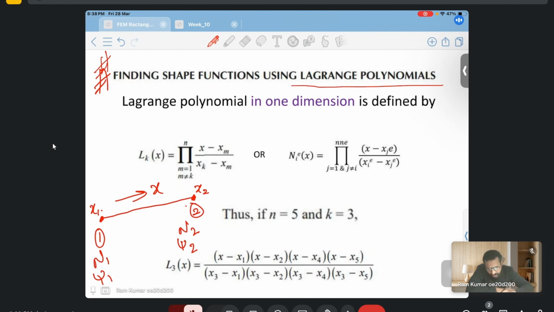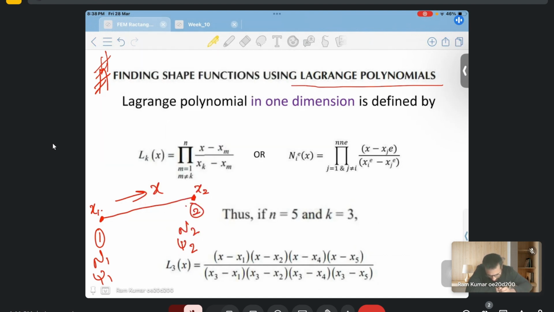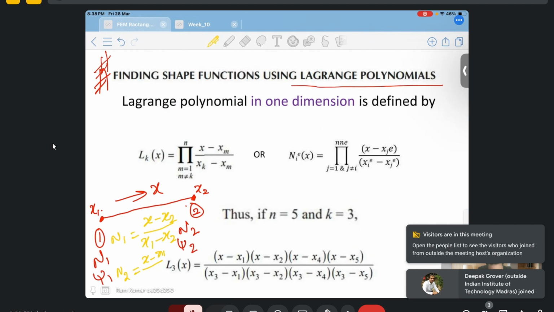So how will I find it? I'm going to write N1. N1 will be equal to x minus x2 divided by x1 minus x2. Okay, this will be N1. And what will be N2? N2 will be equal to x minus x1 divided by x2 minus x1.